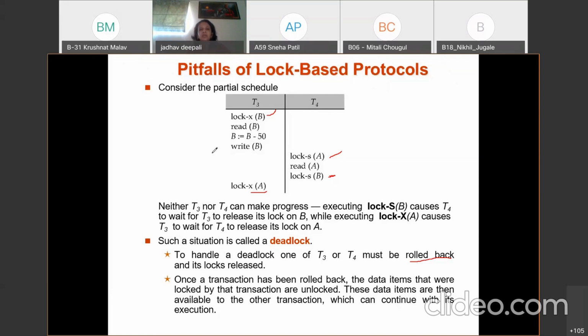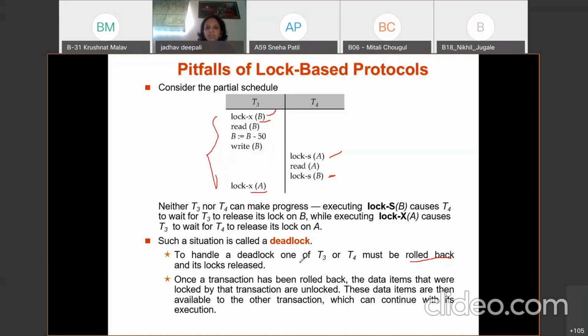Suppose I roll back this transaction. In that case, the locks acquired by this transaction are automatically released. So it releases B, which is acquired by transaction T4, and T4 starts its execution. Once a transaction is rolled back, the data items that were locked by the transaction are unlocked, and these data items become available to another transaction to continue its execution. So this is about the deadlock. There are many different algorithms available to detect deadlock.